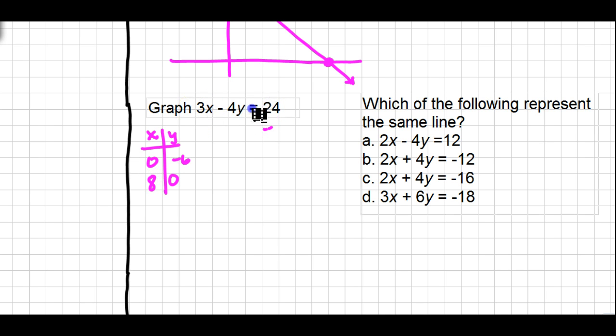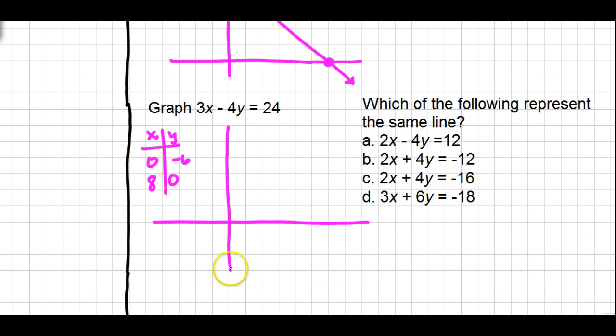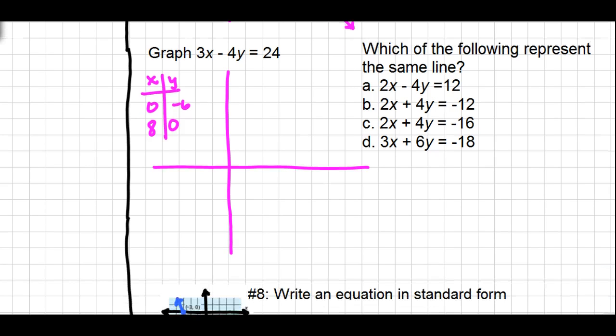Again, keep in mind here that the numbers that I got don't necessarily coincide with the original coefficients in the equation. If I go ahead and graph that now, I need a coordinate at 0, negative 6, which is down. And I need to scroll down a little bit here. 1, 2, 3, 4, 5, 6. And over to 8, 0. And if I connect those, I get my equation.